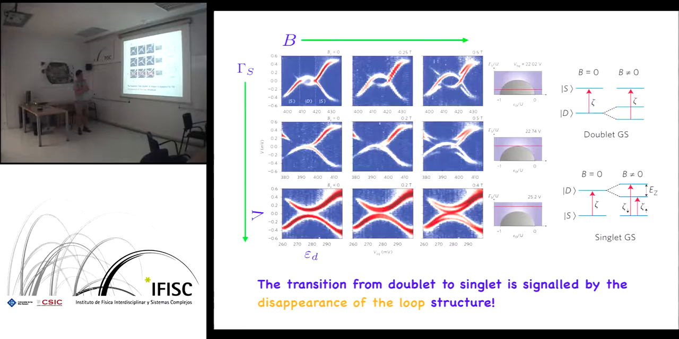But maybe you could discuss a little bit this diagram on the right side, because you have singlet, okay? So singlet, there is no Zeeman split, right? Yes. Then you call it doublet, which I don't understand anyway, but you have a Zeeman split, right? How do you create this state?